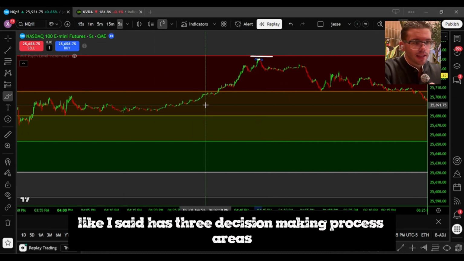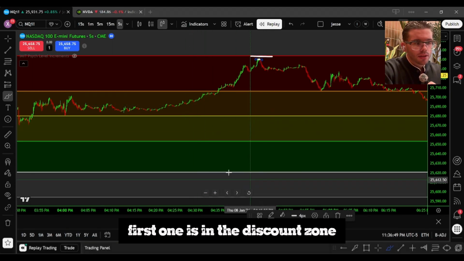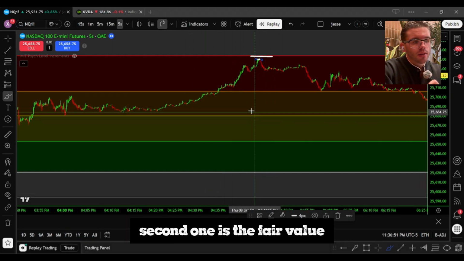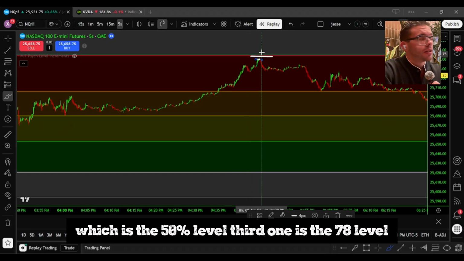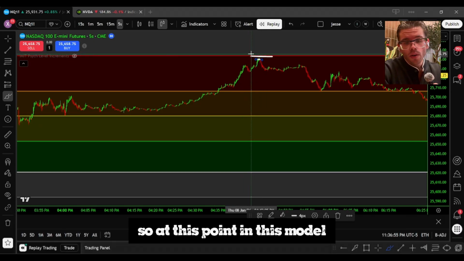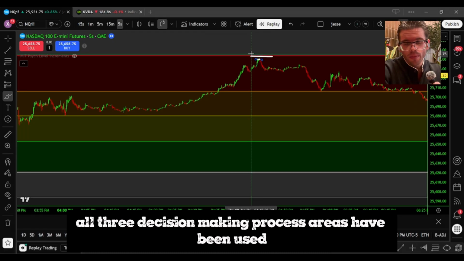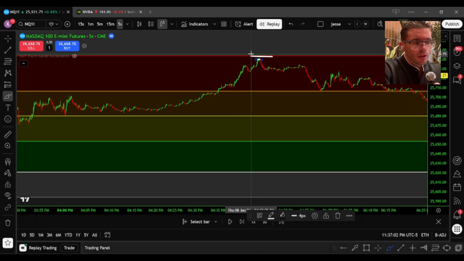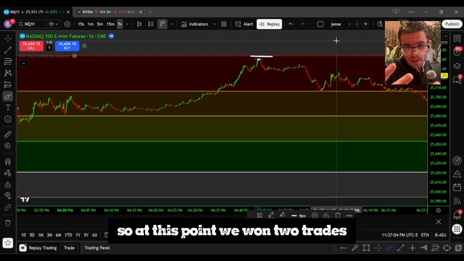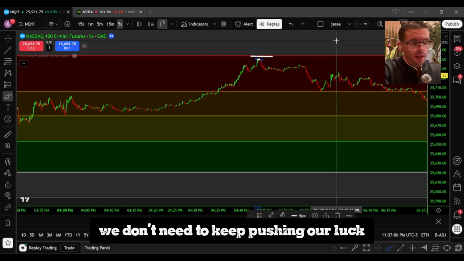Now the algorithm, like I said, has 3 decision-making process areas. The first one is in the discount zone. The second one is the fair value, which is the 50% level. The third one is the 78 level. So at this point in this model and in this picture that we're looking at, all 3 decision-making process areas have been used. So at this point, we've won 2 trades. We don't need to keep pushing our luck.